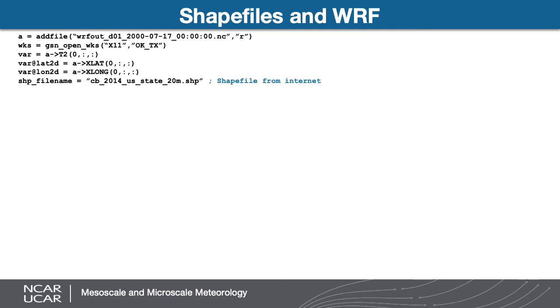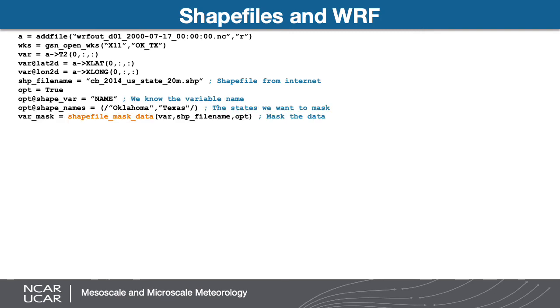And next we will open our shapefile from the internet, or we're just going to give it a name, shape_file name from the internet that I found via Google. Then we're going to set our options to use the shapefile_mask_data function. So we know the variable name, which is name, and then we also know the shape names, which are Oklahoma and Texas, and those are the states we want to look at. So we can create a new variable, which is var_mask, and use this function shapefile_mask_data to mask that data out. So that is a new variable that we have.